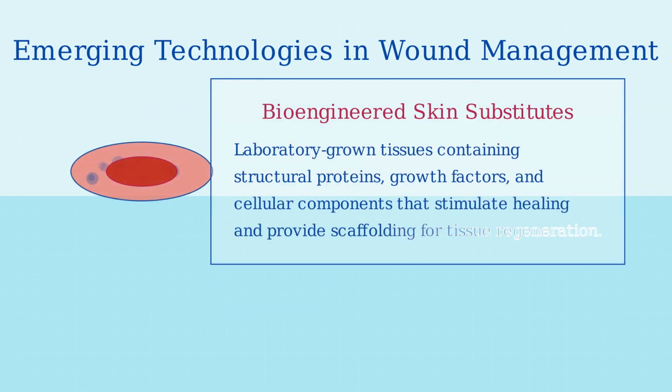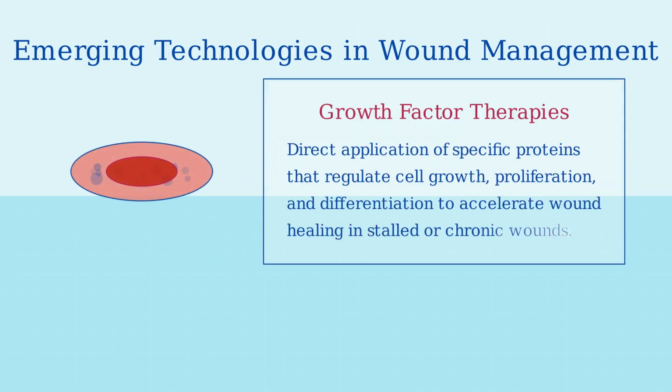Bioengineered skin substitutes provide a structural foundation for healing. These laboratory-grown tissues contain essential proteins, growth factors, and cellular components. When applied to chronic or complex wounds, they stimulate the body's natural healing processes and provide scaffolding for new tissue growth. Growth factor therapies involve the direct application of specialized proteins that play crucial roles in the wound healing cascade. These proteins regulate cell growth, proliferation, and differentiation, helping to jumpstart the healing process in stalled or chronic wounds.